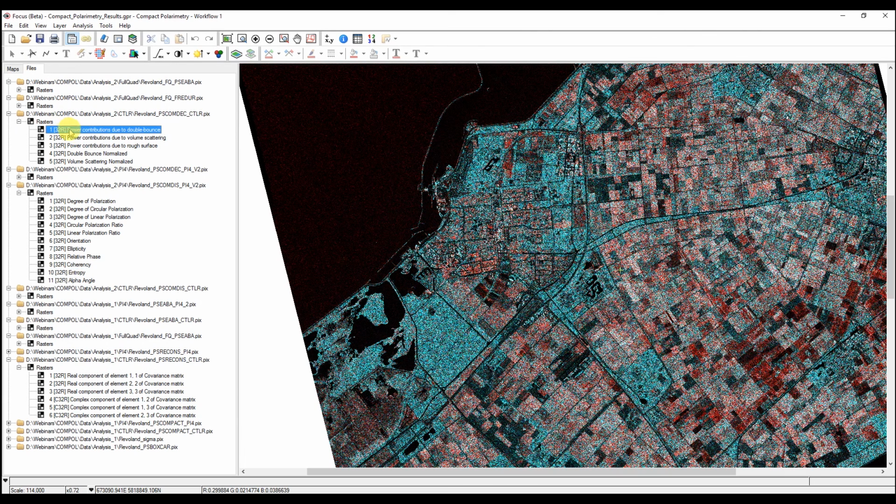we've actually produced 3 layers, which are double bounce, volume scattering, and rough surface. The 2 extra layers right here, I produced them. I simply normalized my values for better interpretation. So with all these decomposition parameters from PS ComDec and PS ComDis, I'm going to now compare them to their full quad equivalent. So let's go back to the PowerPoint slides and have a look at the results.